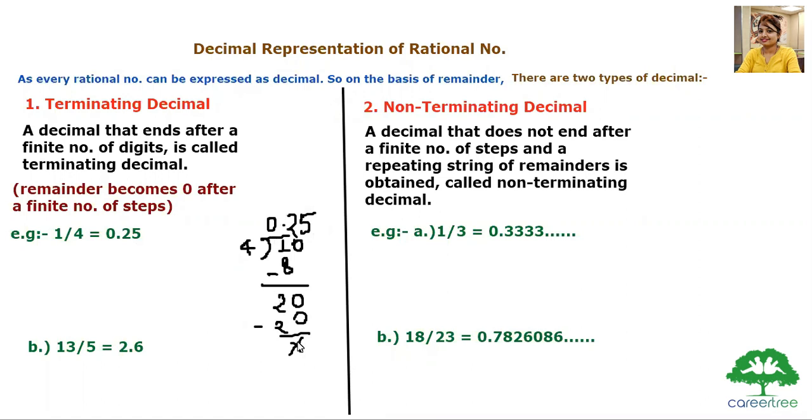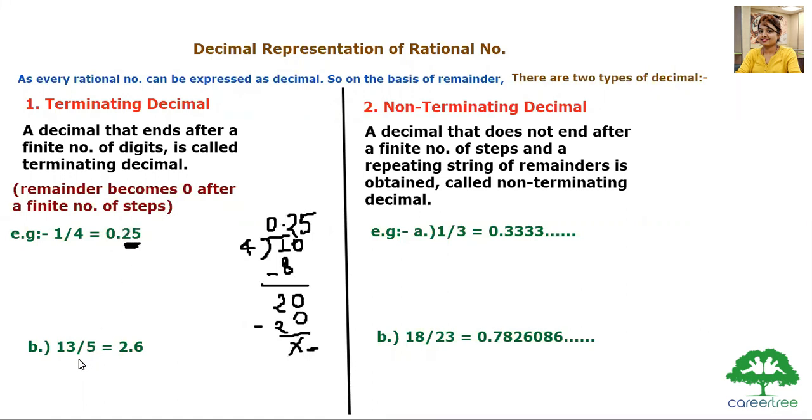Now you can see that the remainder is coming 0. The remainder is coming 0 after a finite number of steps. So you can say that this decimal part is terminating. After 5 there is no digit, right? So this decimal is terminating. That's why it is called a terminating decimal.